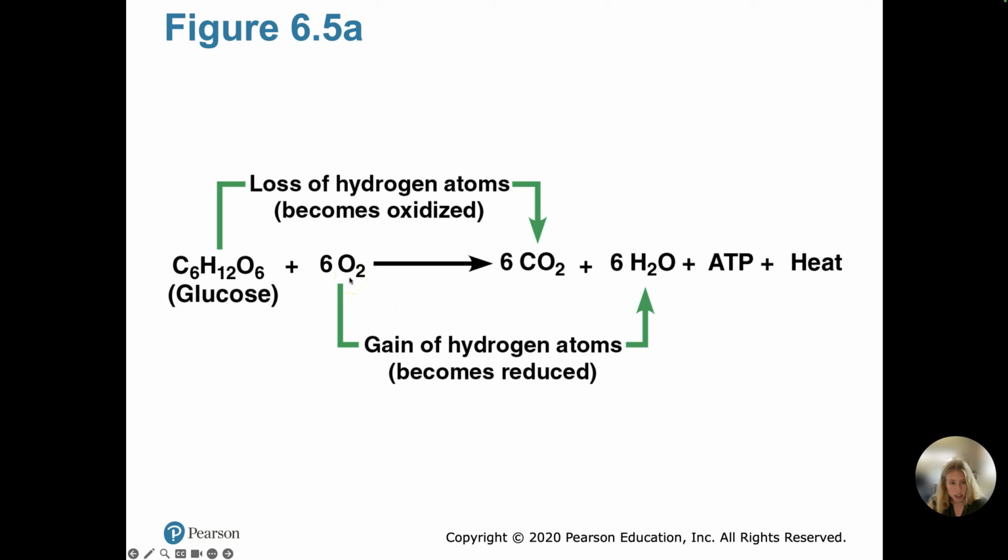If we look at oxygen, those hydrogen atoms have to go somewhere. Oxygen on the left side of the equation actually gains those hydrogen atoms to become H2O. So oxygen is reduced. It gains hydrogen atoms throughout the process of the reaction. Typically, oxidations and reductions are always coupled. When you have an oxidation, you will have a reduction somewhere else in the chemical equation, and that's what we see here. Glucose is oxidized. It loses its hydrogen atoms and becomes CO2. Oxygen is reduced, it gains hydrogen atoms and becomes H2O.